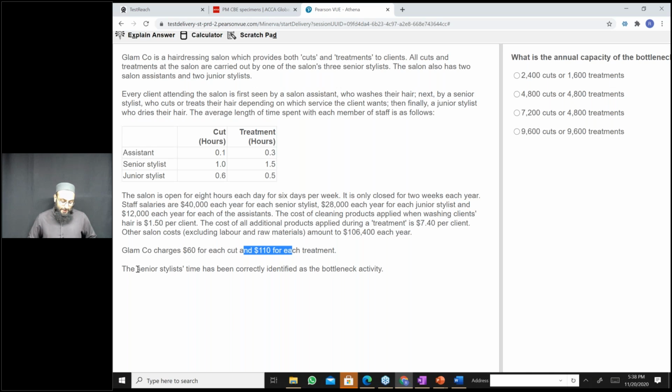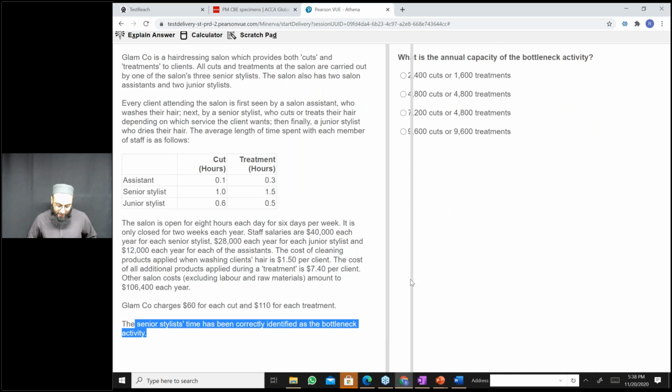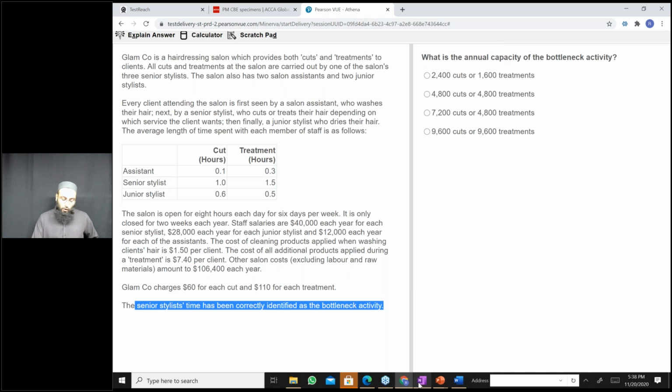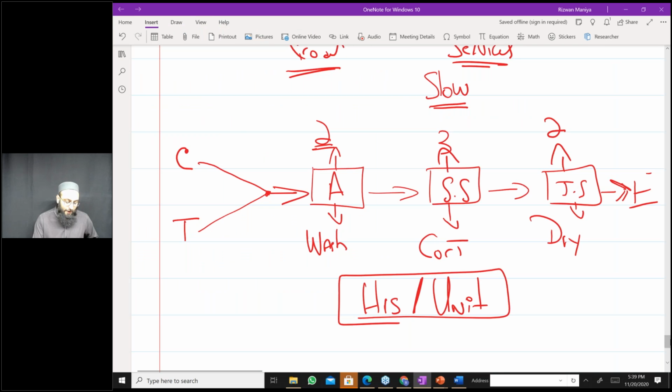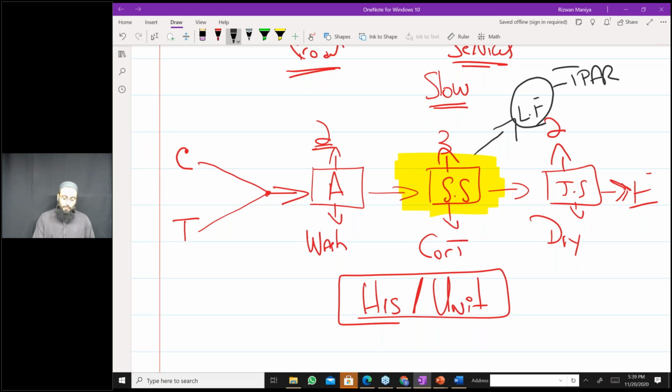Wow. Senior stylist time has been correctly identified as the bottleneck. So in this entire process, it is very clear which labor is the limiting factor. It's very evident that the senior stylist is the limiting factor. So out of 3, senior stylist is the limiting factor. Now once you have found out the limiting factor, your entire working of throughput accounting ratio will be performed based on this limiting factor. Everything will be worked out using this limiting factor. Okay, so are we clear about this?